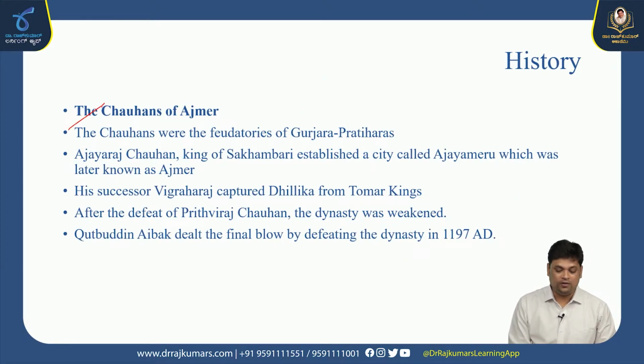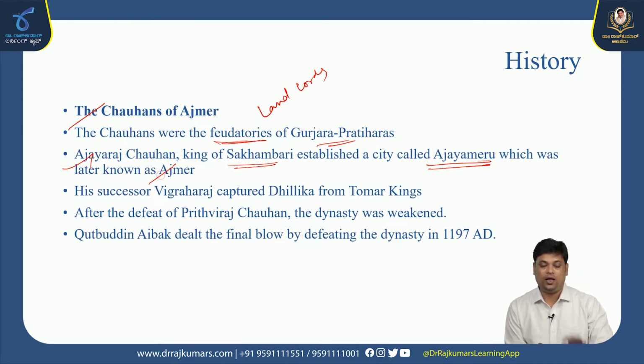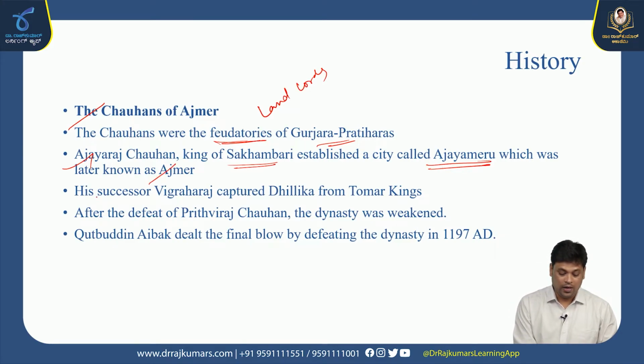Now, the Chauhans of Ajmer. These Chauhans were feudatory chiefs, that is landlords, of the Gurjara-Pratiharas, a tripartite struggle we discussed in the last chapter. Next, the king of Shakambhari, named Ajayaraja Chauhan. He is the one who established a new city called Ajayameru, which was later known as Ajmer. So remember the name and the city founded by him. His successor Vigraharaja captured Dhillika from the Tomar kings.